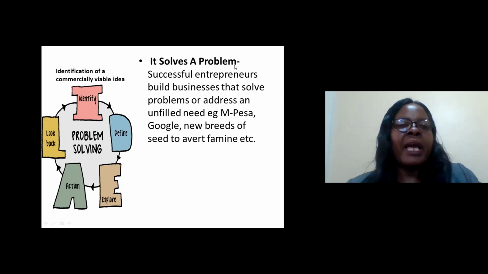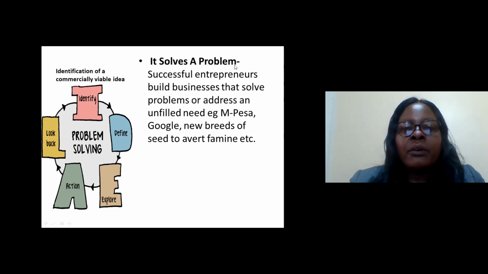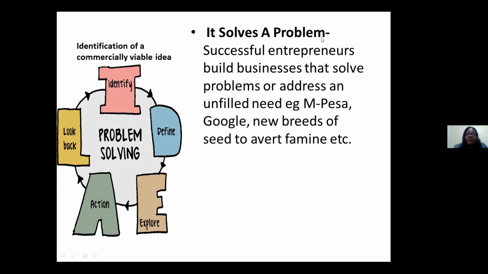So when we have successful entrepreneurs or build businesses, they solve problems or address needs. So does your idea, in other words, solve a problem? We take the case of M-Pesa, Google, or if you're a farmer, or also a researcher, you're coming up with new breeds of seeds to avert famine, for instance. So as you look at that diagram, you identify a problem, you define it, explore, then you take action. And again, it means you are looking back and forth to see whether that idea can solve that problem.